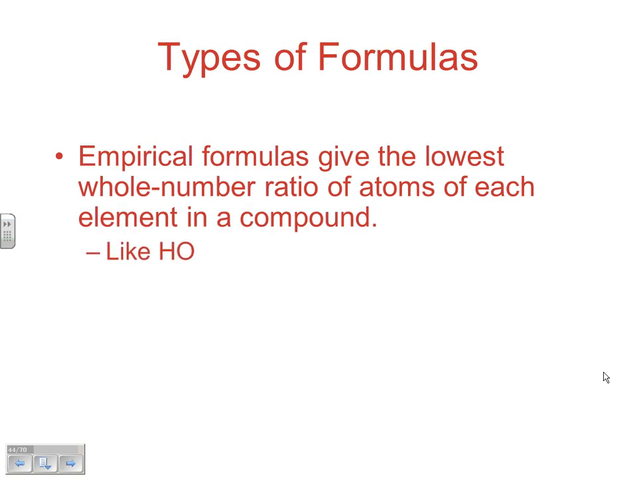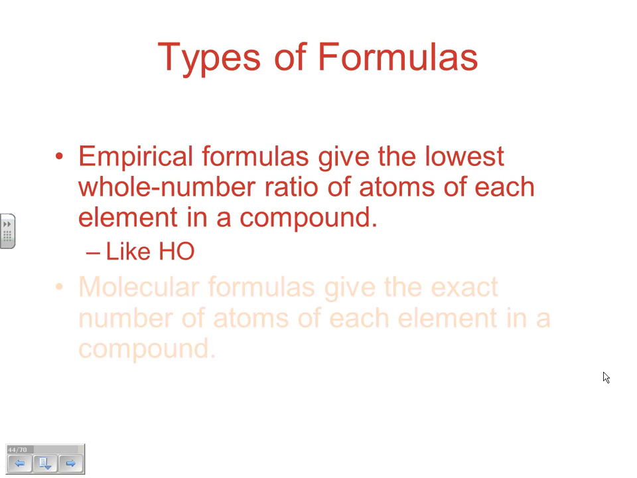Empirical formulas give the lowest whole number ratio of atoms of each type of element in a compound. So HO would be an example of an empirical formula. It's the lowest whole number ratio of hydrogen to oxygen here. That does not mean that there is a substance that is HO. That may or may not be the case, but an empirical formula would be the lowest whole number ratio of the atoms in a compound.